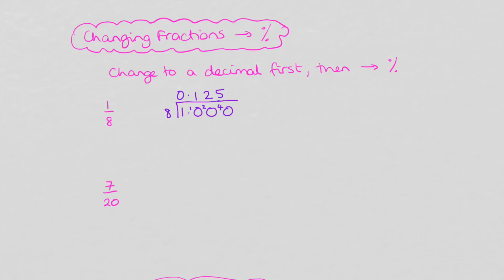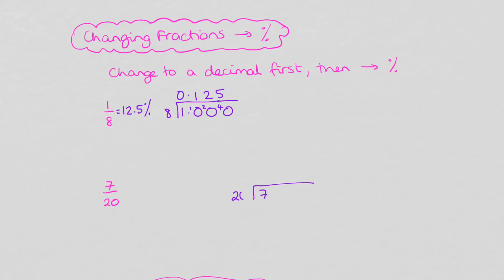So we're changing 0.125 into a percentage. So we're going to multiply by 100 for that, remember? So that will give us 12.5%. Okay, next one I'm going to do a bit further over so I'm not squashing up my writing.